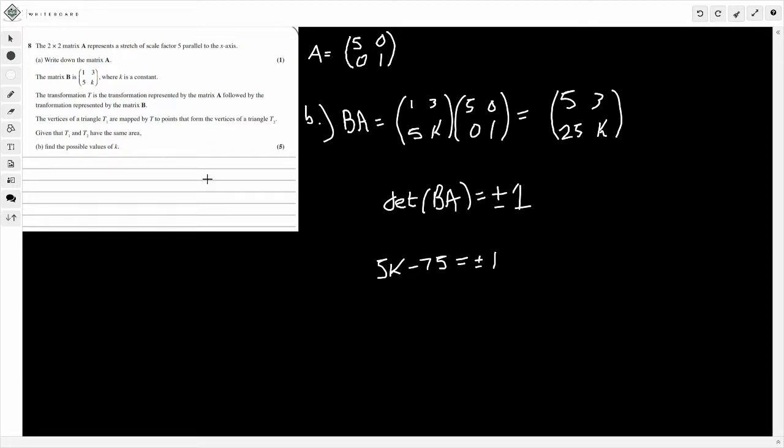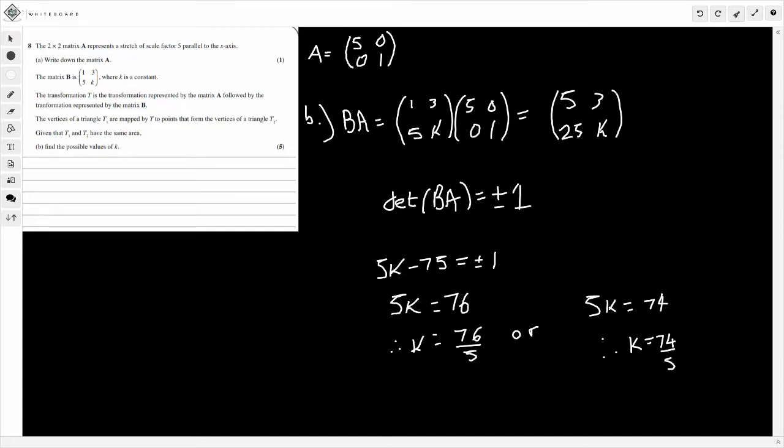And now we just need to solve it to get the two values. So 5K is either going to be equal to 76. 5K is equal to 76. So therefore, that would be K equals 76 divided by 5. Or 5K is equal to 74. Hence giving us that K is 74 divided by 5. So there are my two K values, and that's how we obtain them.